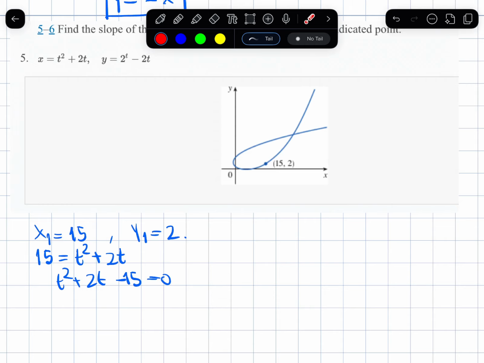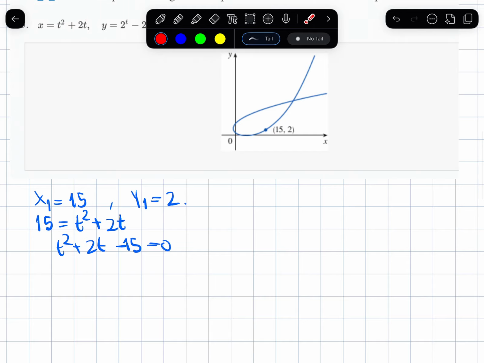Of course, I could have done the same for y if I wanted to, but I can see right here that y has a 2 to the power t and a 2t. That's a little bit of a more complicated equation to solve than this first one, which I can solve either by factoring or by using the quadratic formula. This one is not too hard to factor.